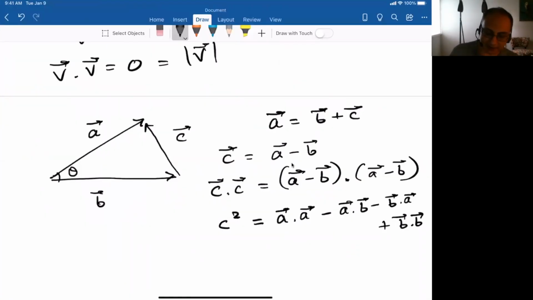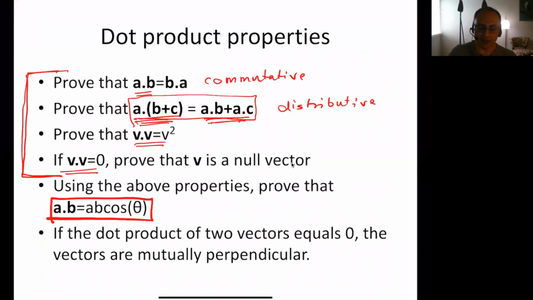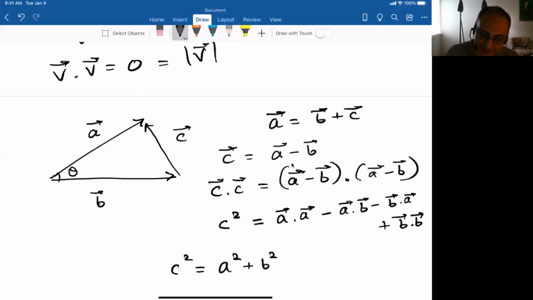All right, so let's simplify this a little bit. C square is equal to A dot A, which is just A squared. B dot B is B squared. So I can get that out of the way. And then I have A dot B and B dot A. Now I know that A dot B is the same thing as B dot A. That's something we've also proved because the dot product is commutative. So I can write this as minus 2 A dot B. That makes sense? Or I could have also written it as B dot A, but I'll just go with A dot B, right?